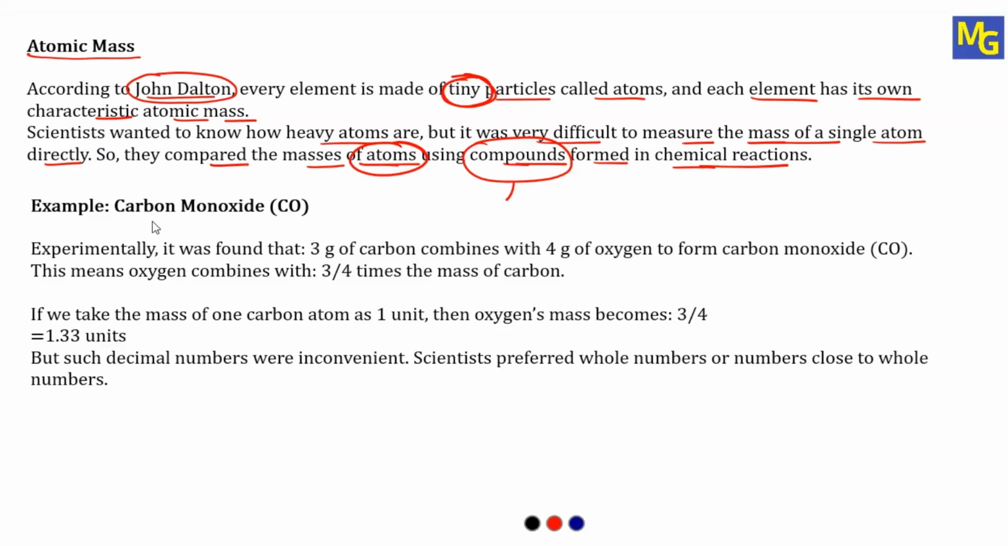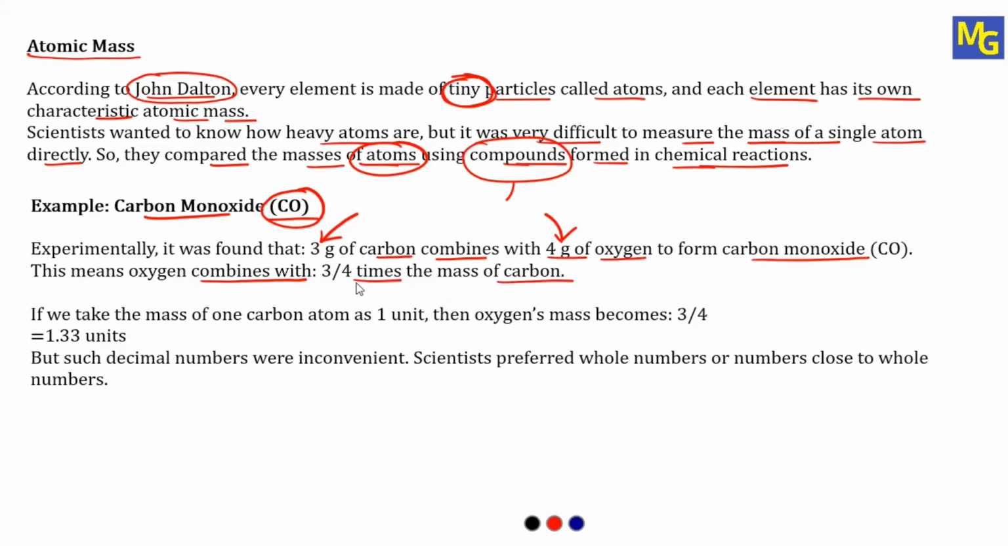For example, carbon monoxide, that is CO. Experimentally, it was found that 3 gram of carbon combines with 4 gram of oxygen to form carbon monoxide. I hope you're understanding. So when they studied the formation of carbon monoxide, they found that to prepare one molecule of CO, we require 3 gram of carbon and 4 gram of oxygen. This means that oxygen combines with 3/4 times the mass of carbon.